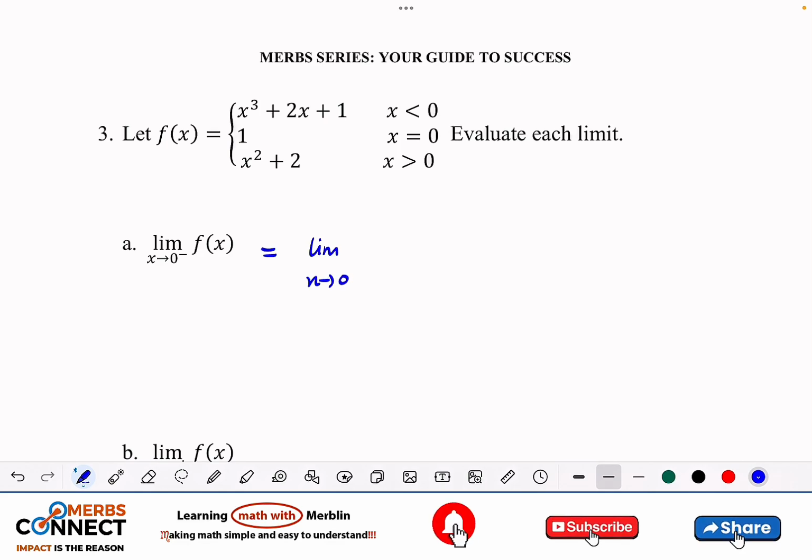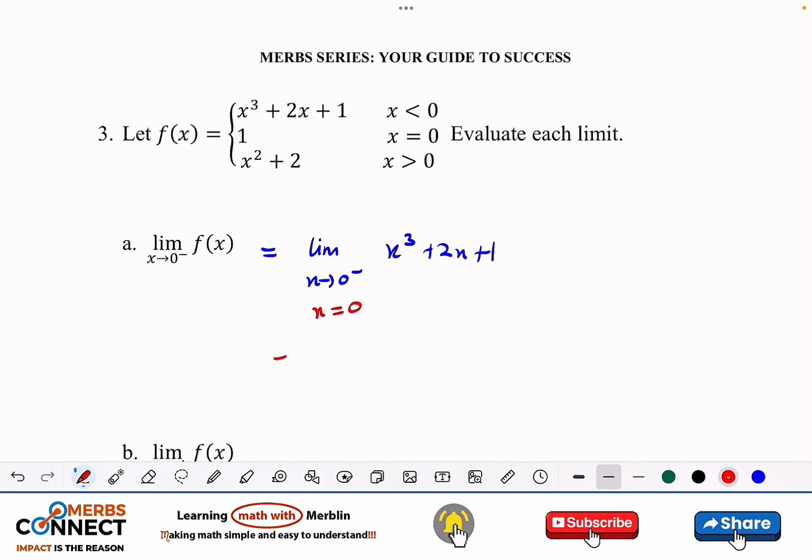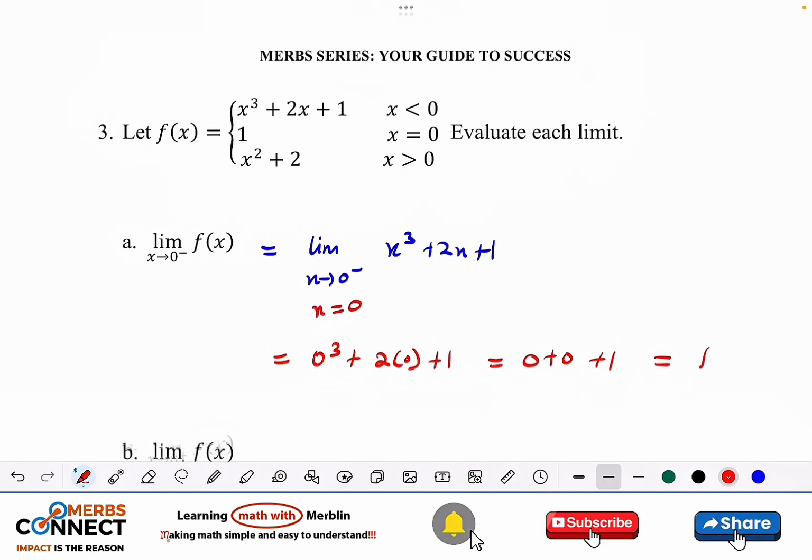This is equal to the limit as x is approaching 0 from the negative. So I need to pick the function that shows that x is less than 0. The minus here tells me that x is less than 0, right? So which one is x is less than 0? This. So we need to pick this function, which is x to the power 3 plus 2x plus 1. And then here I need to set x to be equal to 0. So I'm going to plug in the 0. I'm going to have 0 cubed plus 2 times 0 plus 1, and this will be 0 plus 0 plus 1, and this is 1. So this is from the left.